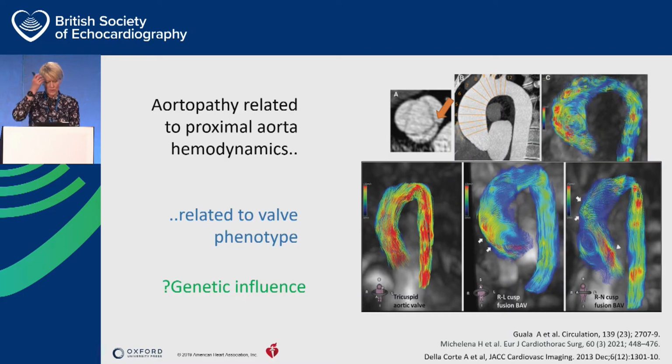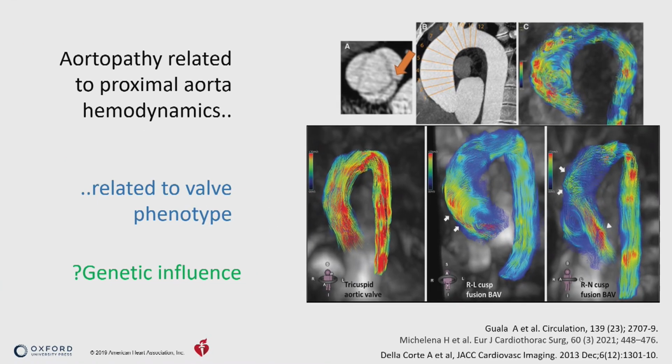So why do we get the aortopathy? Well, people used to think it was some sort of strange gene thing, or we didn't really know, but we're pretty sure now that it's due to the flow patterns, and there are lots of MRI studies showing this. So this is normal laminar flow in a tricuspid aortic valve, and you can see in the right-left fusion, which is the commonest type, you get dilatation of the root and the ascending aorta most commonly, and in the right non-coronary cusp fusion, because of the way that the flow is directed, it comes across here and then it tends to go to the ascending aorta, and you get more dilatation in the ascending aorta.